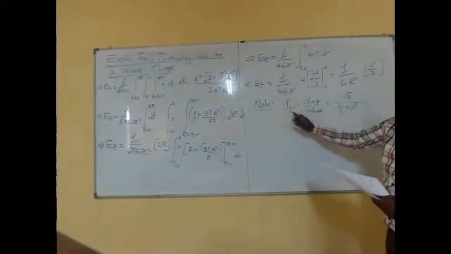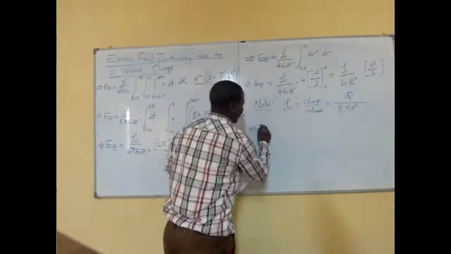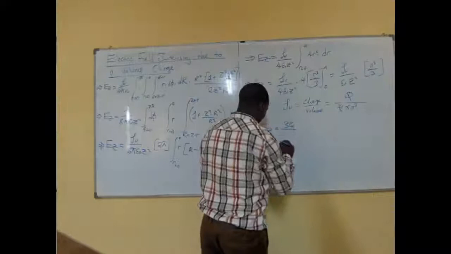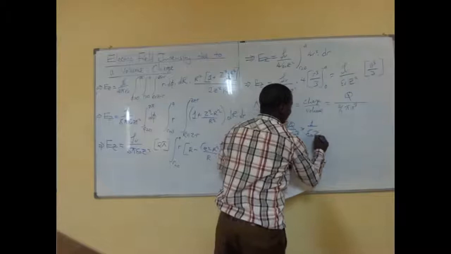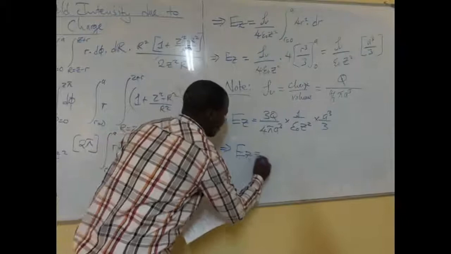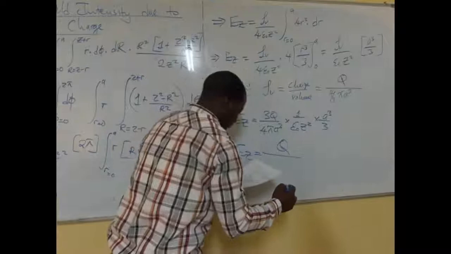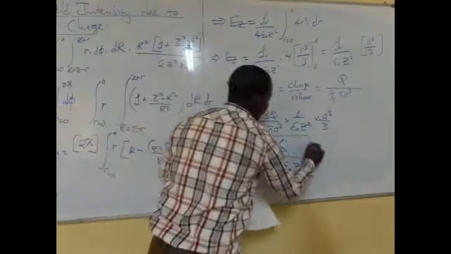All right. Now, since we have noted that, we can easily replace where there is this volume charge density by that. So the implication here now is that Ez must be equal to 3q over 4 pi a to the 3. All this we are multiplying by 1 over epsilon 0 z squared multiplied by a to the 3 over 3. So reducing that implies that Ez must be equal to the charge divided by 4 pi epsilon 0 into z squared. So this is your final solution that we are looking for.